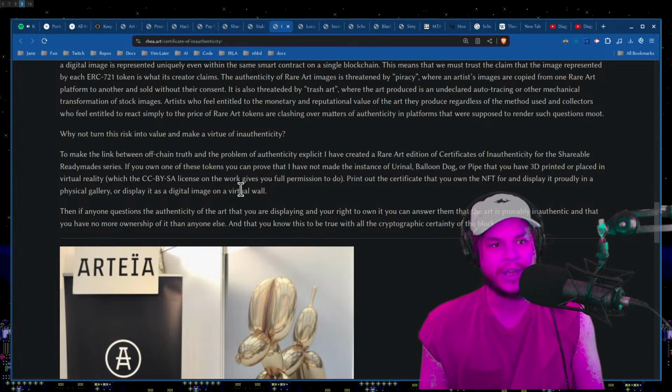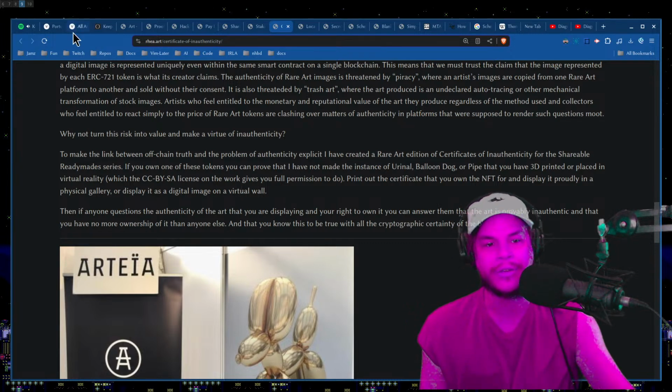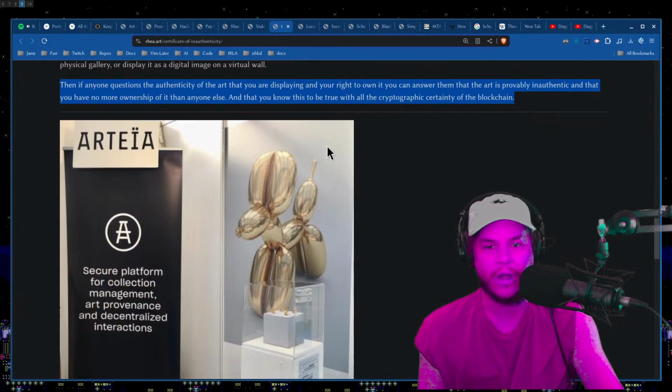Print out that certificate that you own the NFT for and display it proudly in a physical gallery or display it as a physical image on a virtual wall. Then if anyone questions the authenticity of the art that you're displaying, you can answer that the art is provably inauthentic and that you have no more ownership than anyone else does. And that you know this to be true for all the cryptographic certainty of the blockchain.